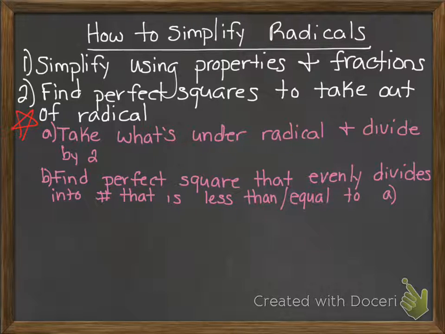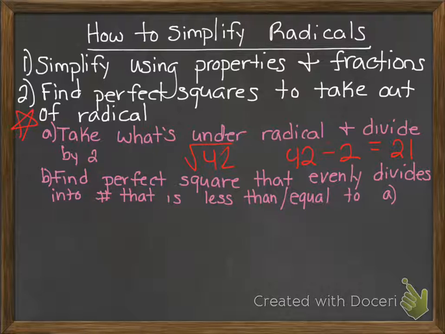Okay, so what we're going to do is take what's underneath the radical. Like if we're looking at the square root of 42, I'm going to take 42 and divide it by 2, and that's going to give me some kind of number. Actually, let's go ahead and do that. I know 42 divided by 2 is, what, 21?